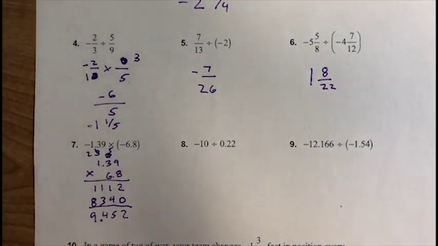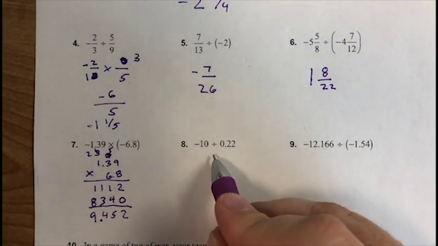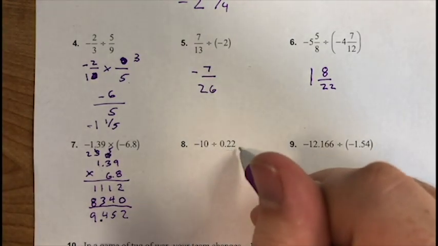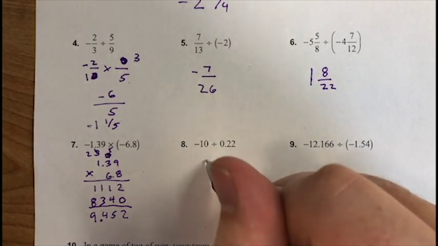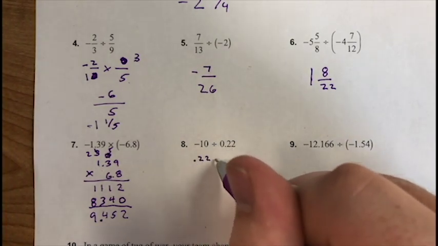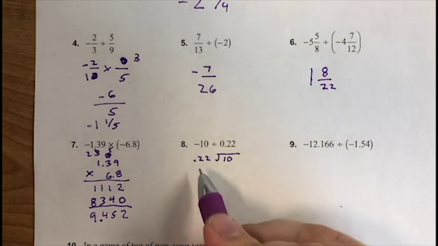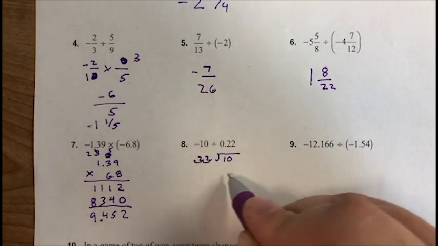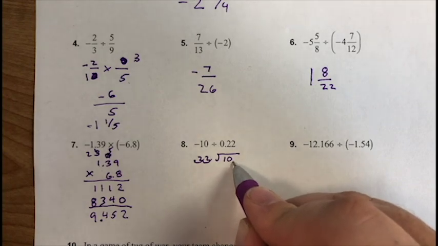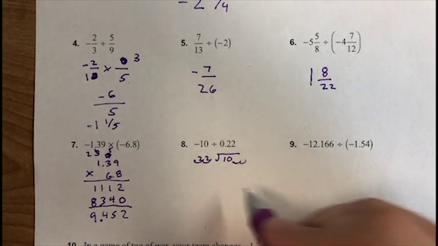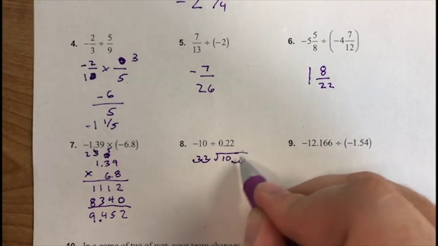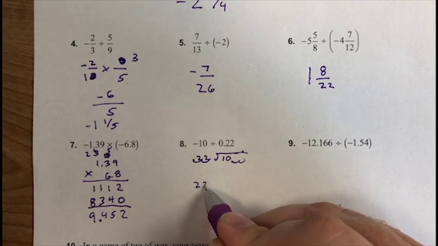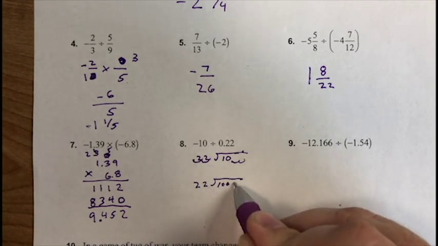All right. Now, let's try the next one. I have a negative 10 divided by 0.22. Here's the thing: I can't really divide it like this. I have to rewrite it. If I put 0.22 and then a 10, I can't really do it like this. I'm going to have to move my decimal over 2 places. So now it changes it to 22 dividing into basically 1,000.